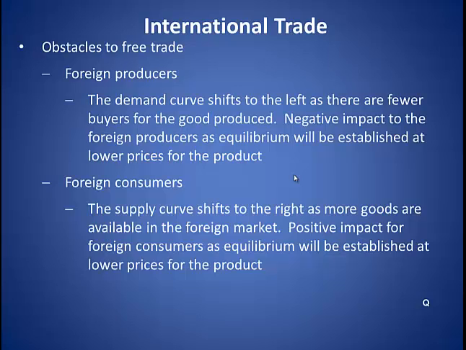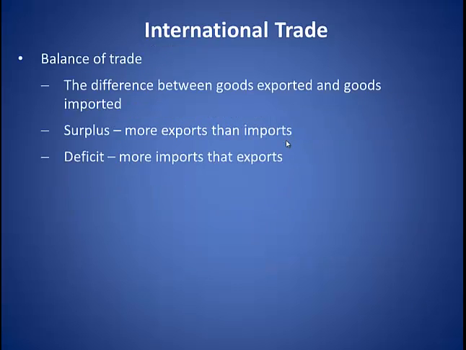And then the foreign consumers, in the country that is now being prohibited from exporting the goods: the supply curve shifts to the right as more goods are available in their own foreign market, since they're not being exported outside of the market. That will result in a positive impact for foreign consumers, as equilibrium will be established at lower prices for the product.